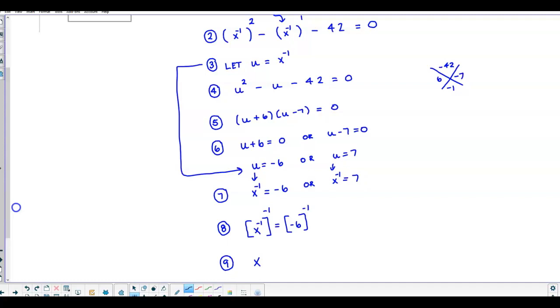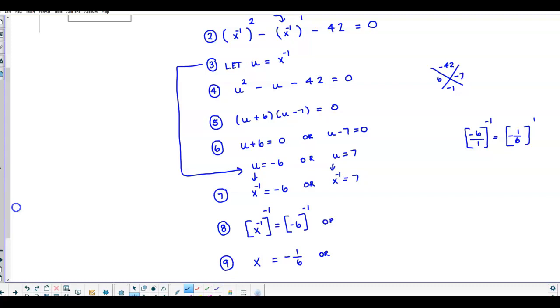Now recall that whenever you raise something to a negative power, let's say that this is negative 6. As a fraction, it's negative 6 over 1. And when you raise something to a negative power, and you want to make that a positive 1 power, then we need to take the reciprocal of what's inside, which becomes negative 1/6. So therefore, this is going to equal negative 1 over 6.